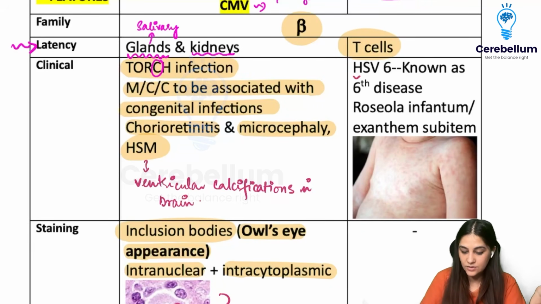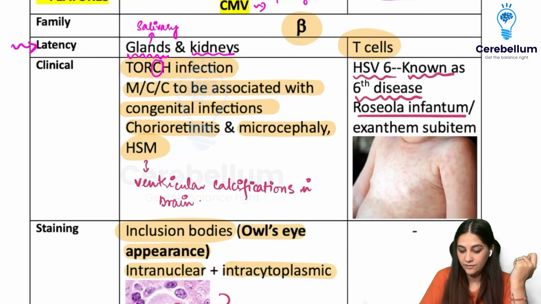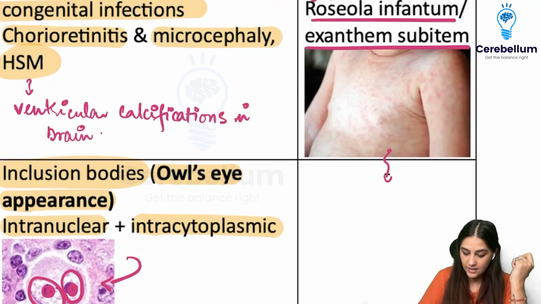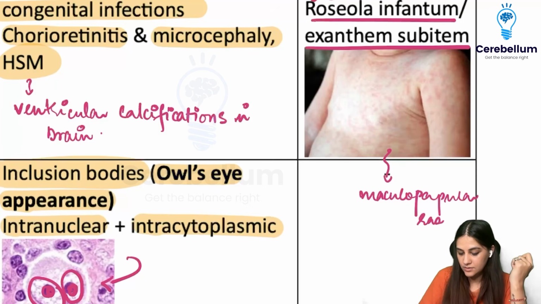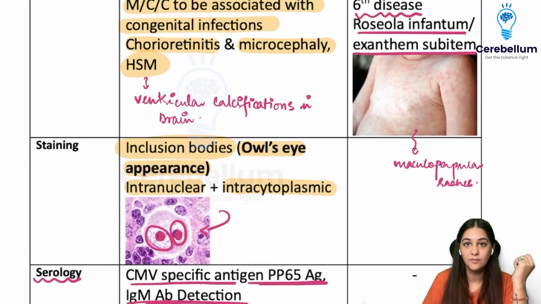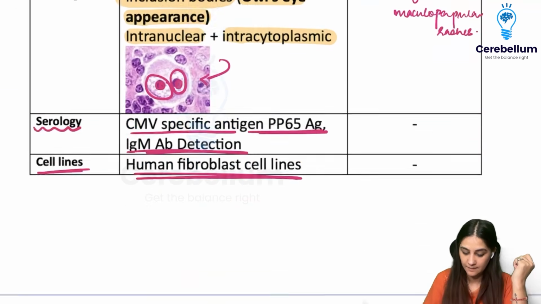Now, coming to the HHV 6 and 7, they go into latency in the T cells. HHV 6 is also called the sixth disease. And it causes roseola infantum or exanthem subitum, where you're going to see these kinds of maculopapular rashes, right? So maculopapular rashes are seen all over the child's body. It looks like roseola infantum or exanthem subitum.